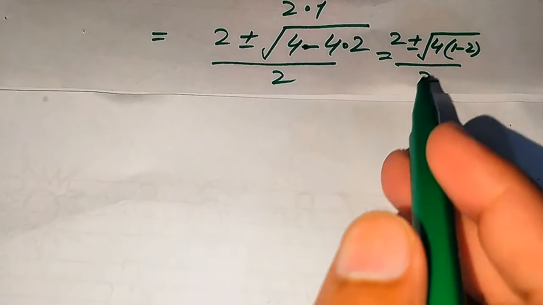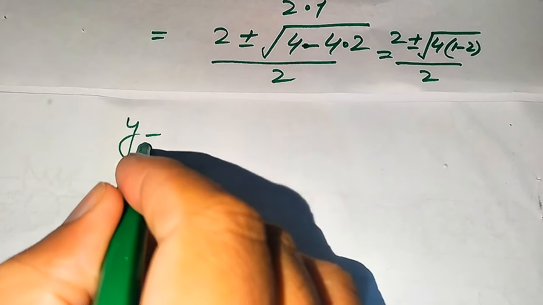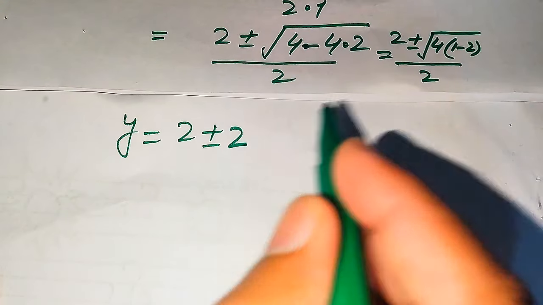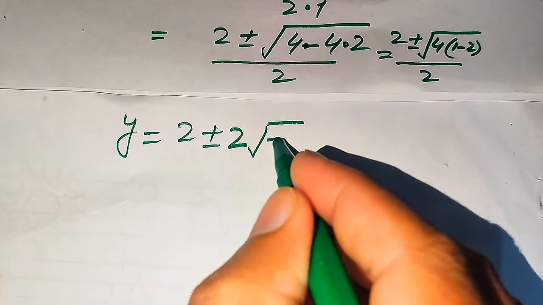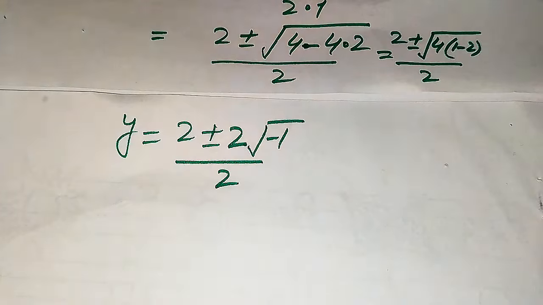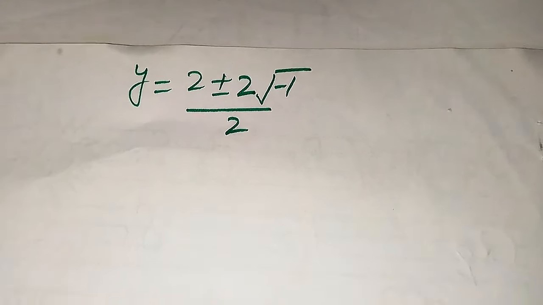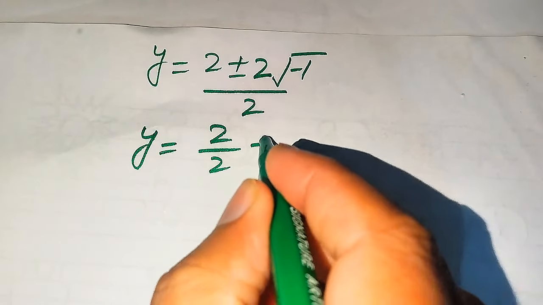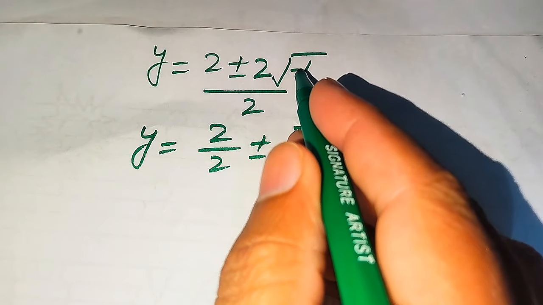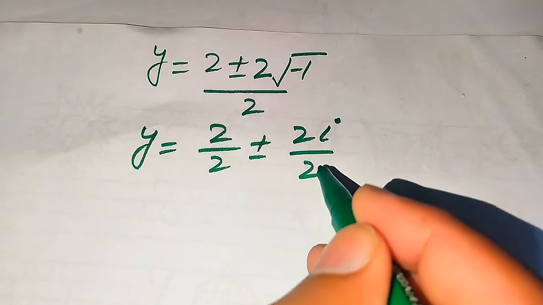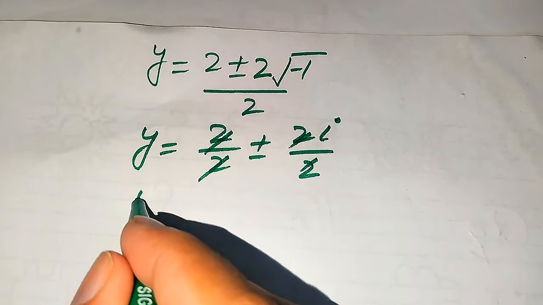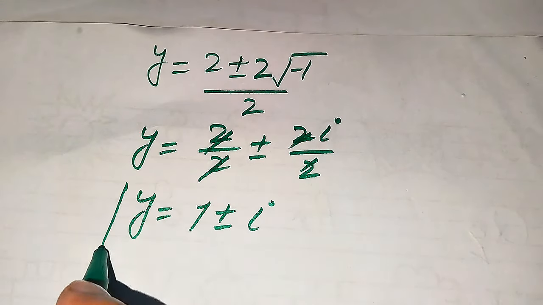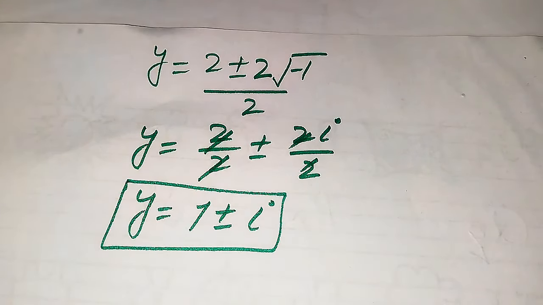And now in the next step we write y equals 2 plus minus. Here we know that square root of 4 becomes 2, and 1 minus 2 becomes minus 1, square root, and it is divided by 2. In the next step we break this fraction, and it will be written as y equals 2 over 2 plus minus 2, we know that square root of minus 1 becomes iota, divided by 2. So these are cancelled out by each other and we get the first two roots of the given equation: 1 plus minus iota. So these are the two complex roots of the given equation.